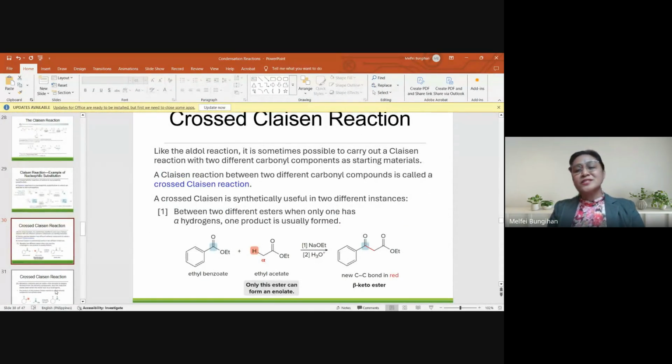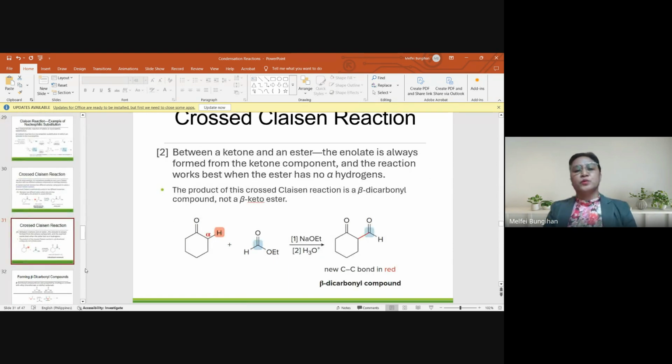Now we also have cross-Claisen reaction. Of course, it's possible to react two different esters. Okay, so like your ethyl benzoate and ethyl acetate. So this is cross-Claisen. Now in this case, you have to look at the ester with an alpha hydrogen, and that will become your enolate. Okay, and then that enolate will attack your carbonyl in the other ester to form your new CC bond. You still have your beta keto ester as the product.